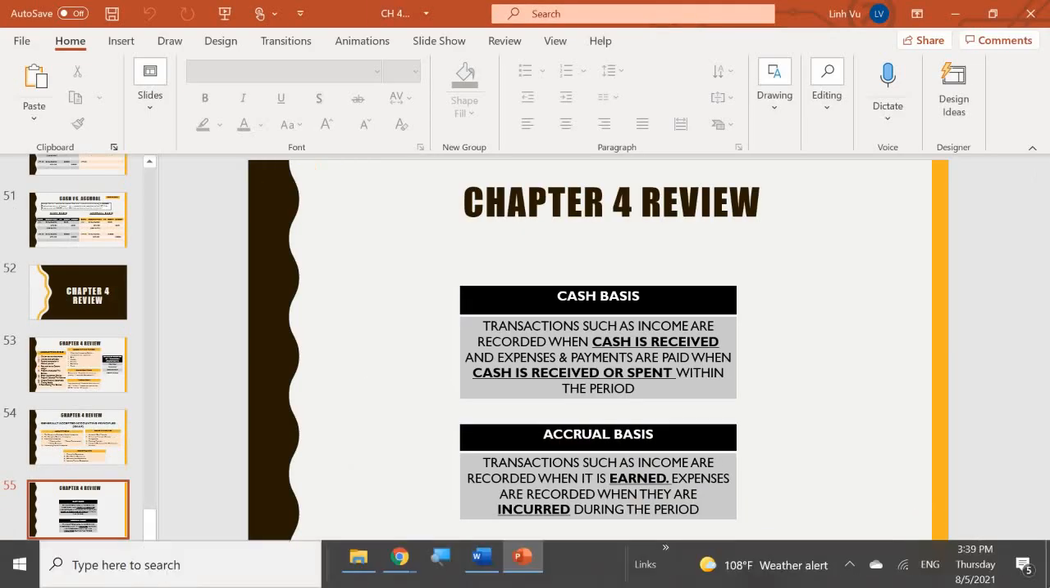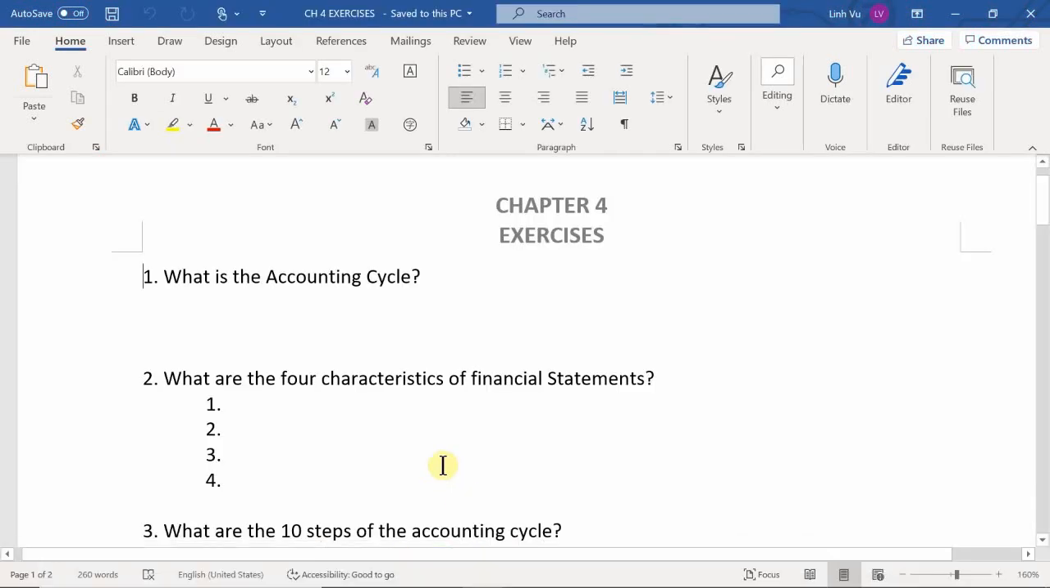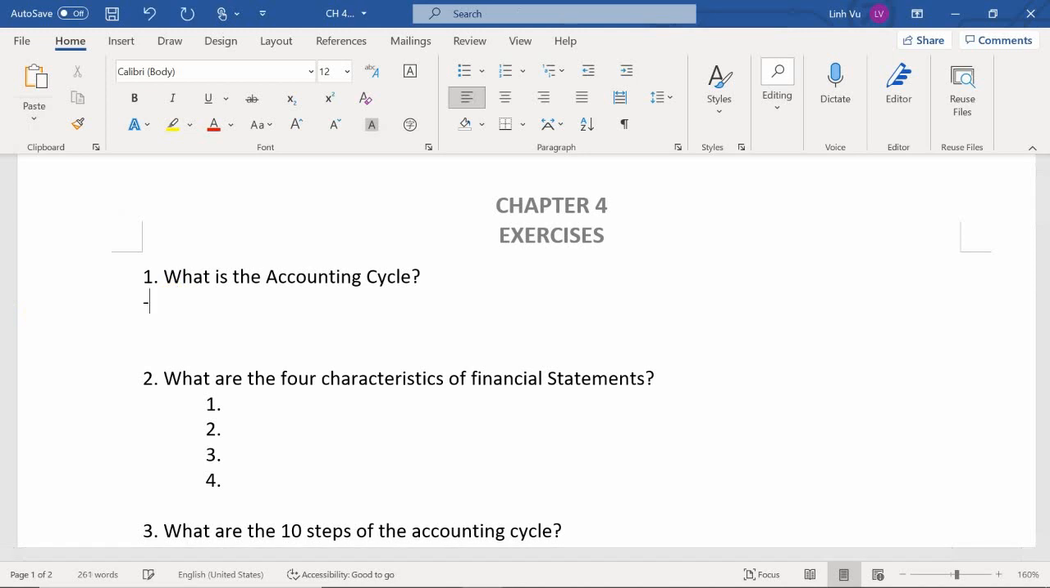So let's go ahead and take the next couple of minutes to complete the in-class exercises. Number 1, what is the accounting cycle?